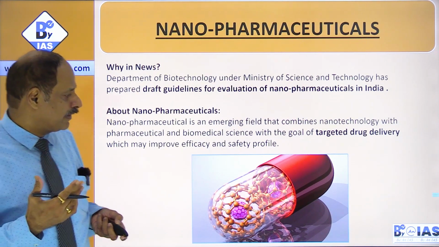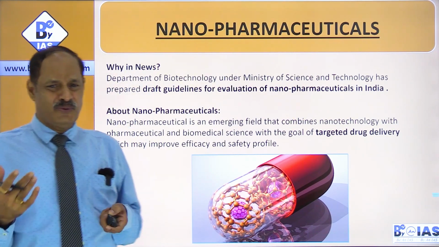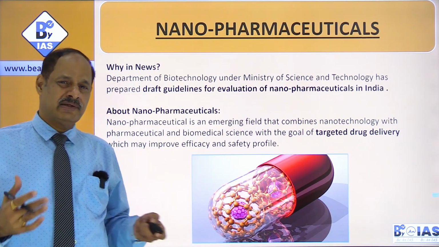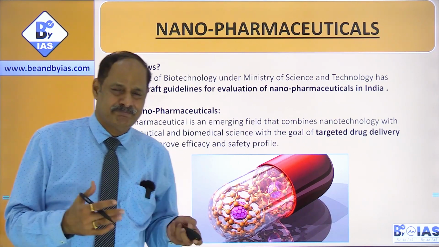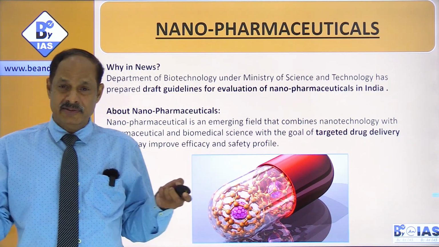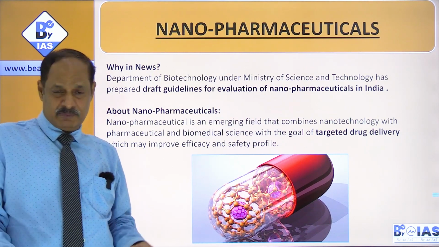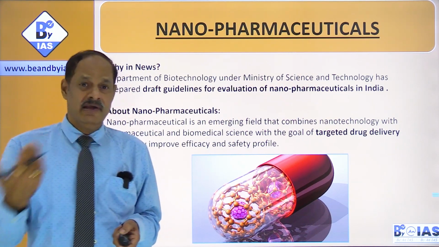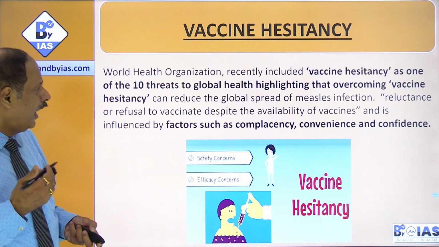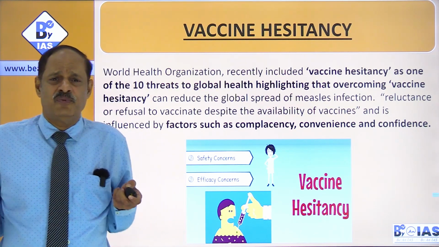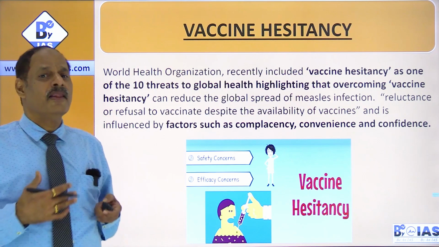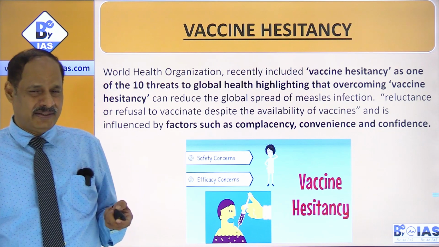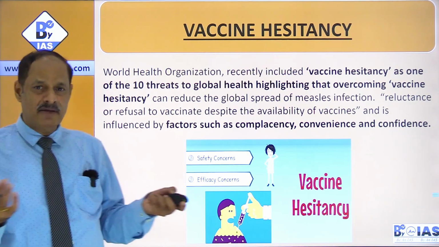And then nano-pharmaceuticals, this has been a development. You all know nano means very small, so there has been a lot of use of nanotechnology in various fields. For example, the sunscreen we use is nothing but part of nanotechnology. Now this nanotechnology is also being used for pharmaceuticals. And then vaccine hesitancy is basically withholding or not taking the vaccine. WHO has published a few reports on how and why it occurs in various communities.